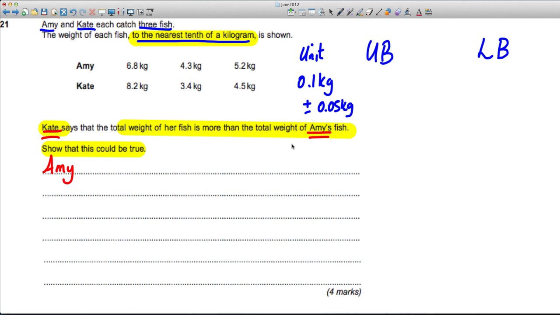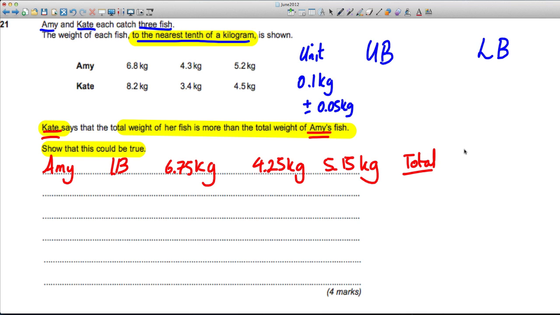Now, for that to be true, maybe if Amy's were all the lowest they could possibly be, so Amy's lower bounds, and Kate's were the biggest they could possibly be. Maybe it could be the case. So Amy's lower bounds would be 6.75 kilograms, 4.25 kilograms, and 5.15 kilograms, which give a total, if you add those up, so 6.75 plus 4.25 plus 5.15, of 16.15 kilograms.